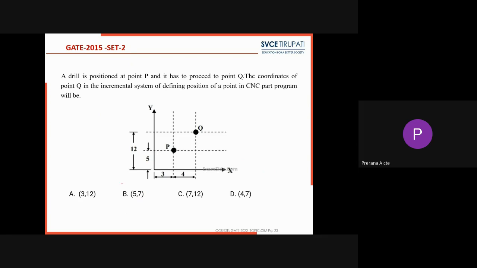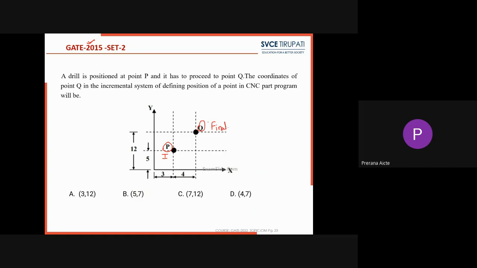So next question we can check. This is a question which was asked in GATE 2015, set 2. The drill is positioned at point P. That means first of all the drill bit is located at point P. This is the initial location. It has to proceed to point Q. That means the drill bit has to move from point P to point Q. So Q can be considered as the final location.